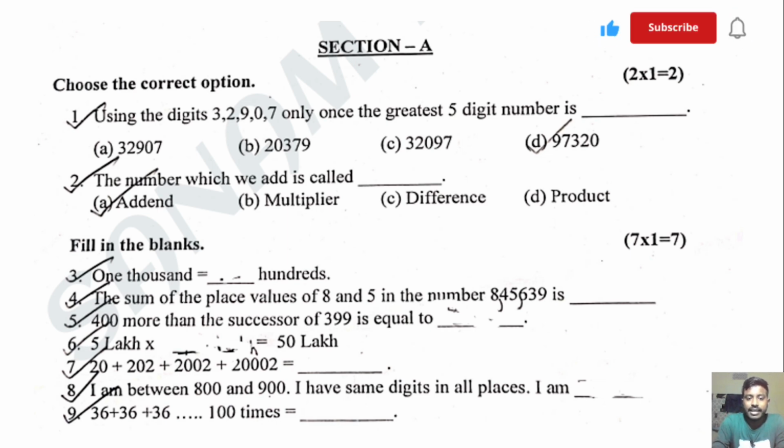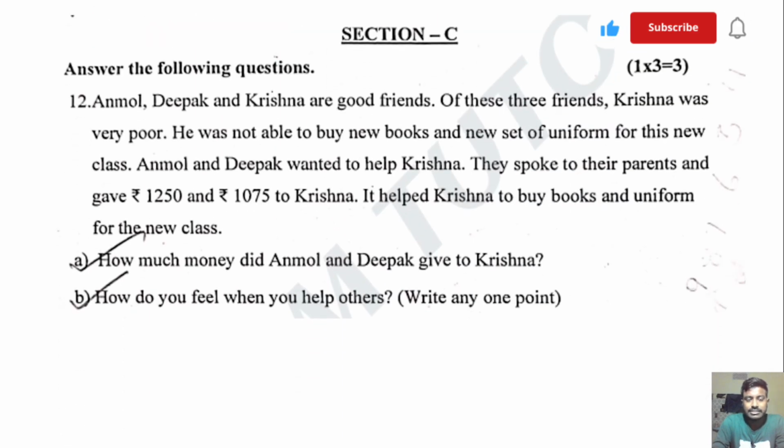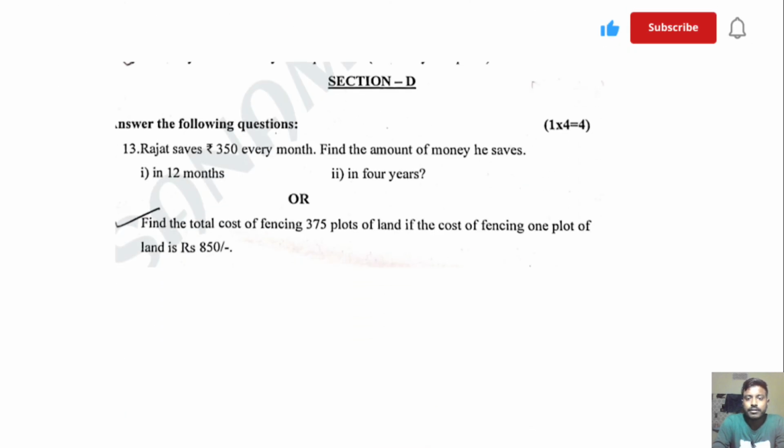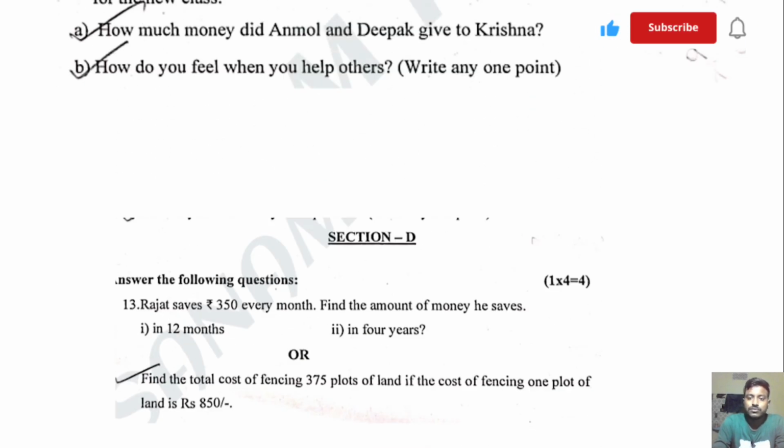This is Section A. Okay, 2 marks times 7, total 9 marks, short questions, and 2 marks is 4. Next, Section C, that is case based study or value based questions, 3 marks. Next, Section D, that is long questions. Okay, so now start.